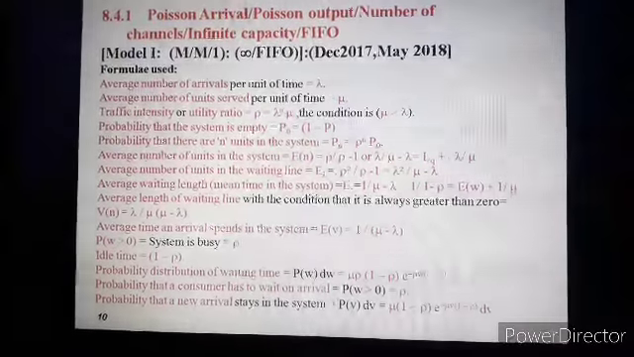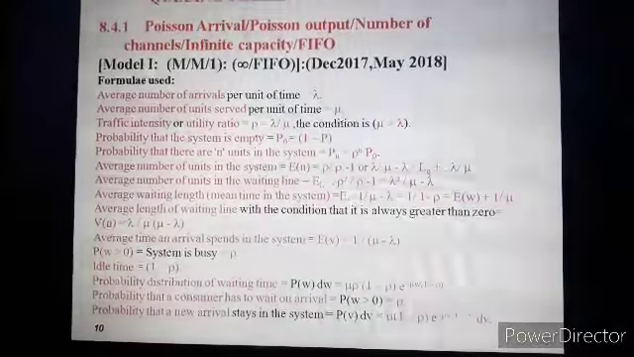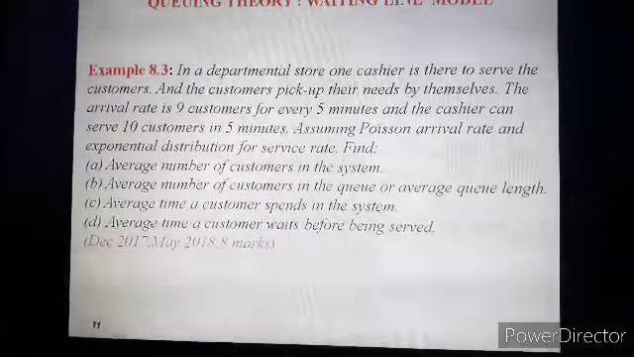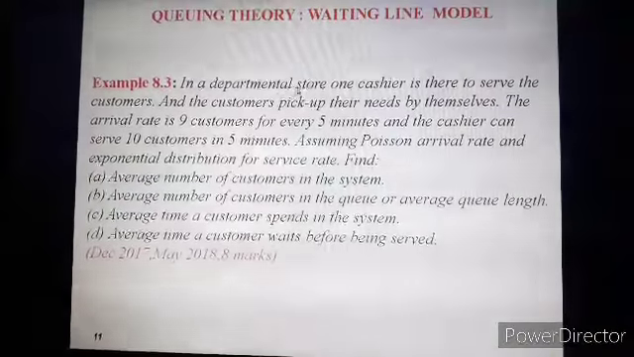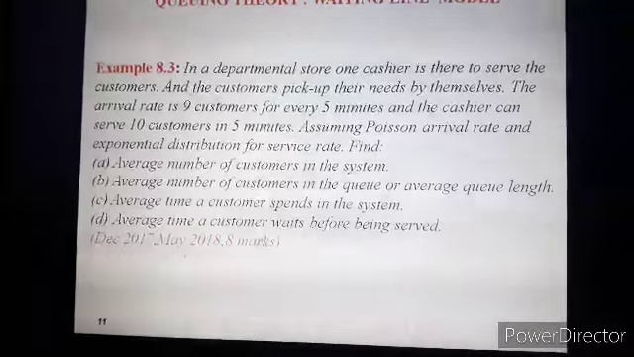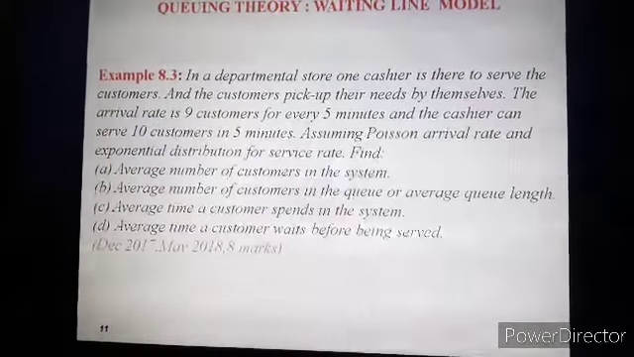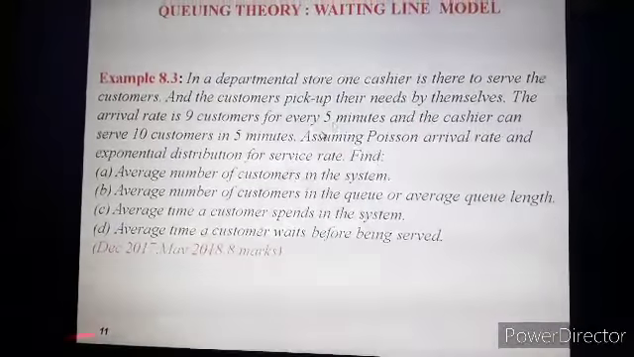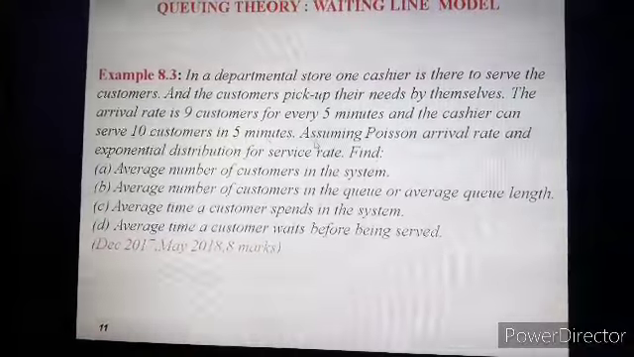Now, in order to understand all these relations, we have to practice some numericals. So that's how we will proceed for the numerical. This is the statement of the numerical: in a departmental store, one cashier is there to serve the customers, and the customers pick up their needs by themselves. The arrival rate is 9 customers for every 5 minutes, and the cashier can serve 10 customers in 5 minutes.